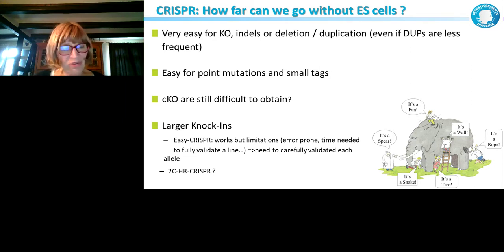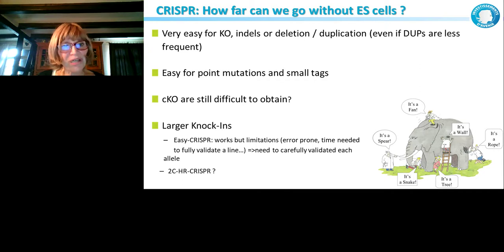Okay, then just to recapitulate here, what we can get: it is very easy to obtain knockout, indels or deletions and duplication, even if duplications are less frequent. It is easy to obtain point mutation and small tags. Conditional knockouts are still difficult to obtain, but it is possible. And large knock-ins are still a problem, I have to say, with CRISPR, because it is not so simple to obtain them. And we don't really know why it's more complicated to obtain a large knock-in instead of a small knock-in, but the mechanisms are not exactly the same. That's what we observed in ES cells, definitely not.